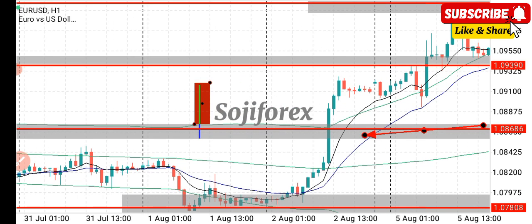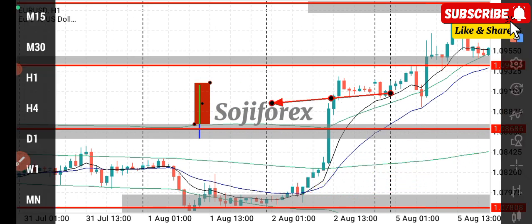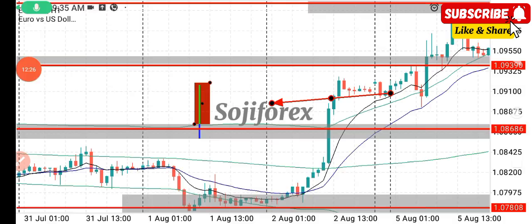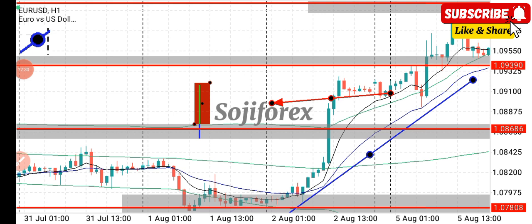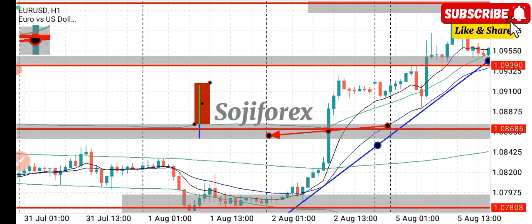So that is your confirm entry. This is your confirm entry. You will make your entry and then you pick your reference line. You draw your reference line, right? And then you can see the price has been moving in that direction. So this is for reversal. You do the opposite, you will have a sell.